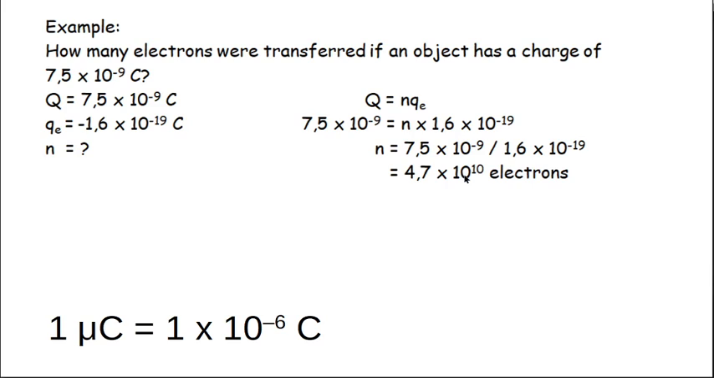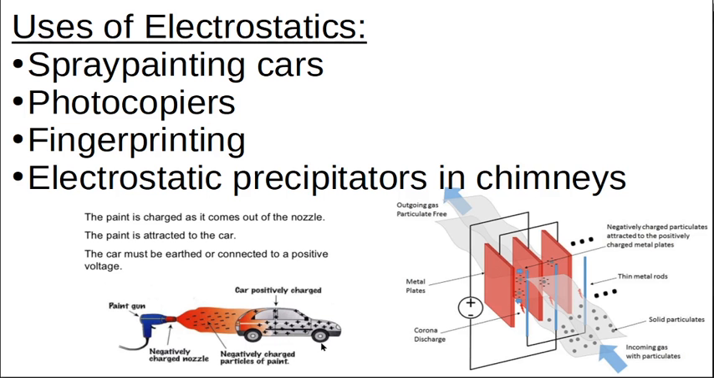There's one thing I want to bring up here. We often get microcoulombs and nanocoulombs. This relates to King Henry. You need to remember your King Henry. If you get a microcoulomb, it's 1 times 10 to the minus 6 coulombs. If you get a nanocoulomb, a 1 nC, it's 1 times 10 to the negative 9 coulombs.